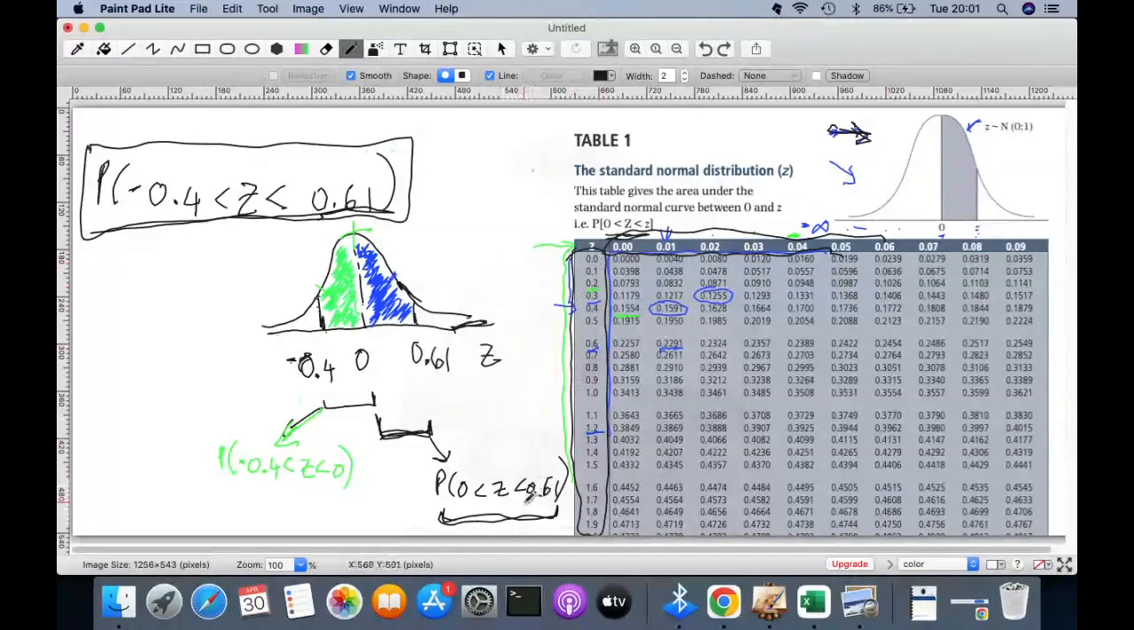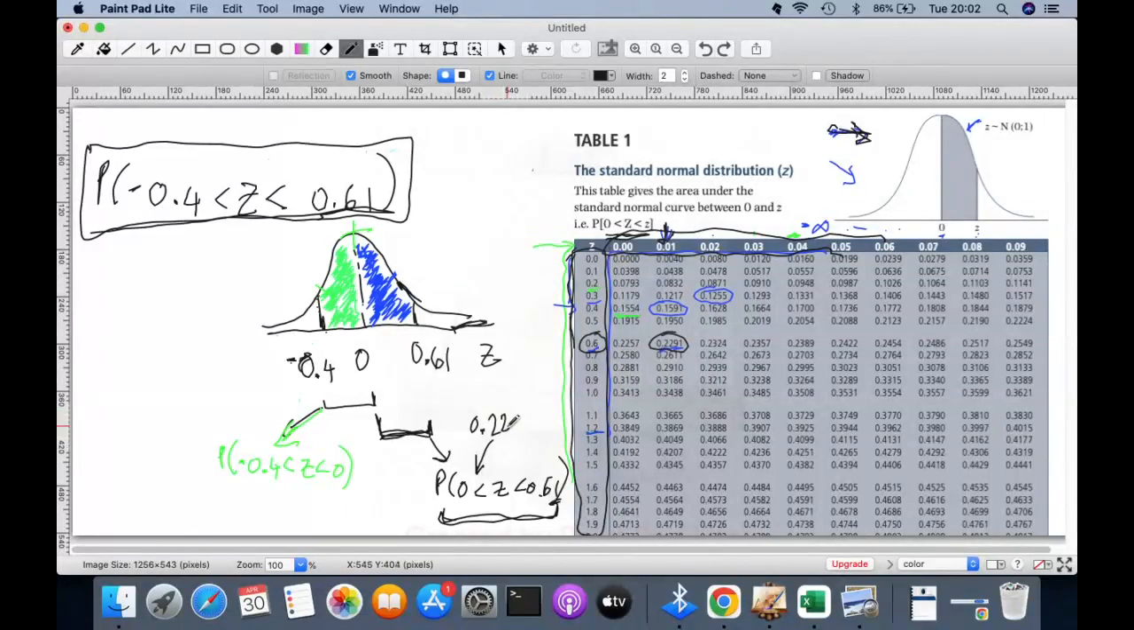So if I want the z value of 0.61, then going down this margin first, we look at where 0.6 is, and there it is here. And then the second decimal is 1, and there it is here. If you combine that, you get 0.61, and there is the area. So that value of 0.2291 is this here. That's the area, that's the probability, because area and probability are the same thing.